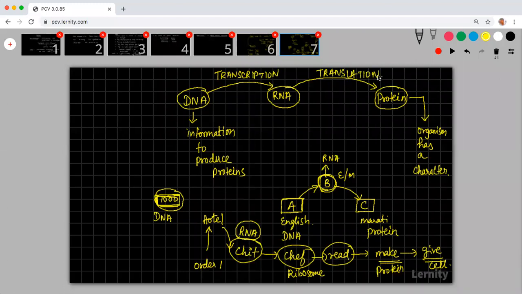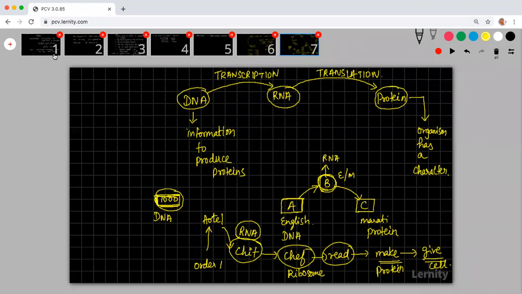So this is also going to happen. So only these two things should happen so that you are getting the protein, so that the organism is having a particular character. This is the role of DNA, this is the role of RNA, this is the role of protein. Okay, so this is the normal way in which things will happen.